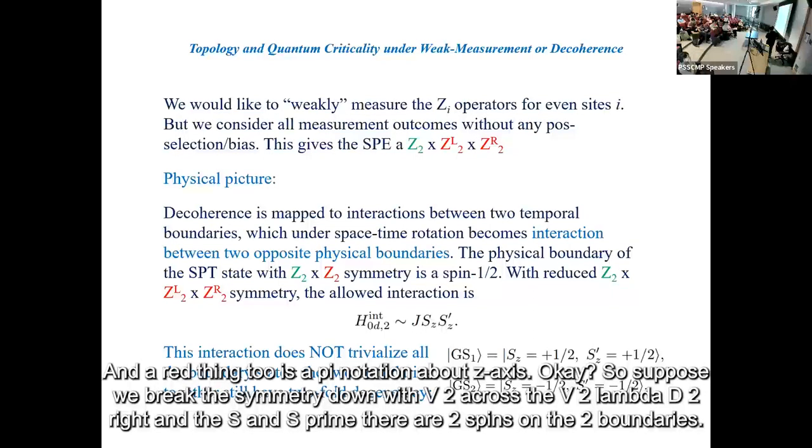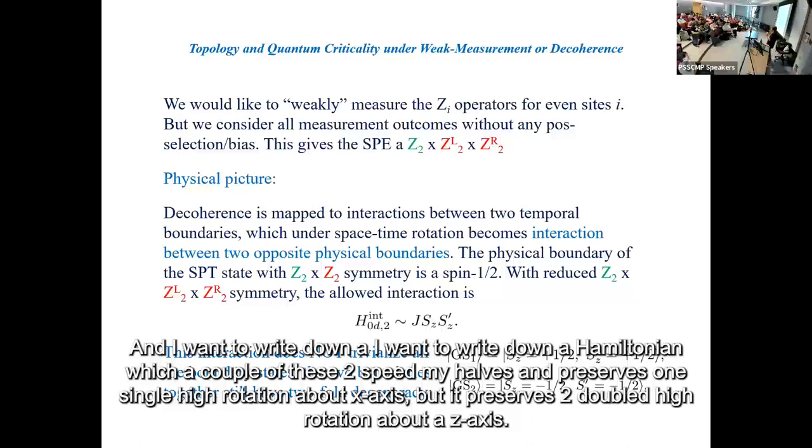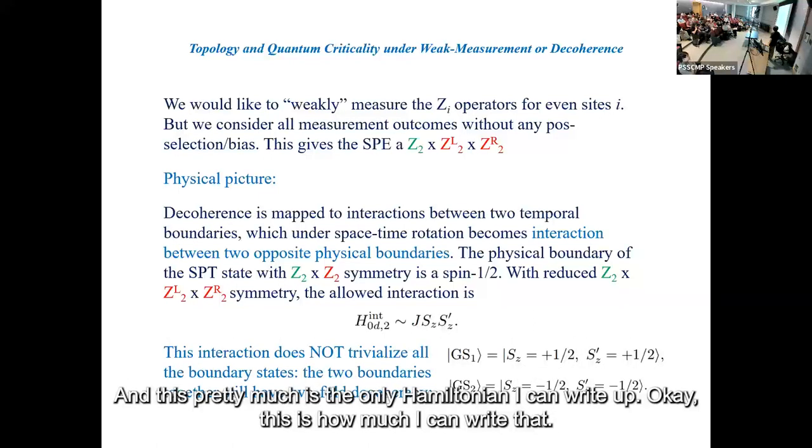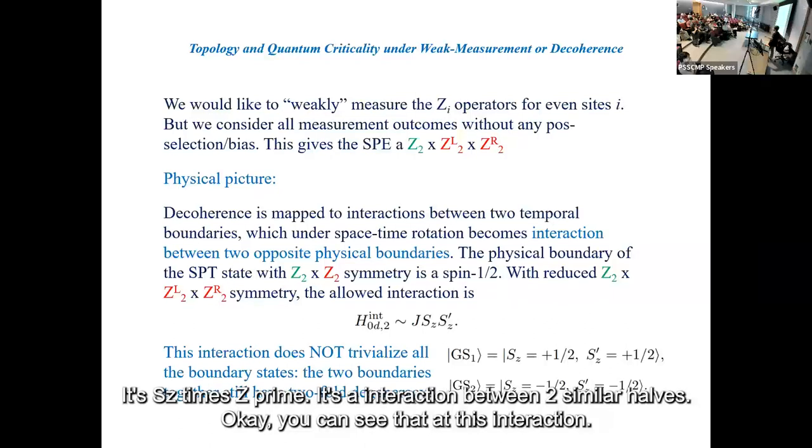Suppose we break the symmetry down to Z2 cross Z2 on the left and right, and S and S prime are the two spins on the two boundaries. I want to write down a Hamiltonian which couples these two spin 1/2 and preserves one single pi rotation about the x axis, but it preserves two doubled pi rotations about the z axis. This pretty much is the only Hamiltonian I can write down. It's S_z times S_z prime, the interaction between two spin 1/2.